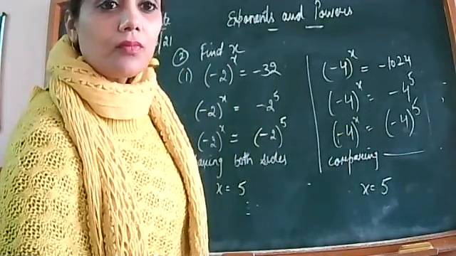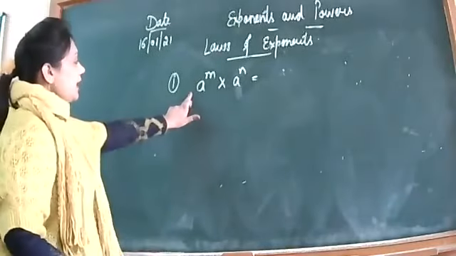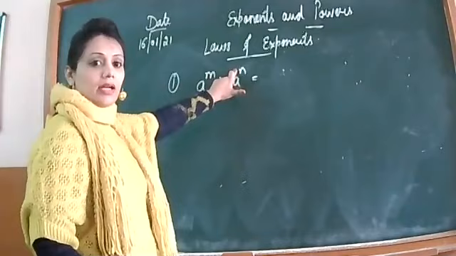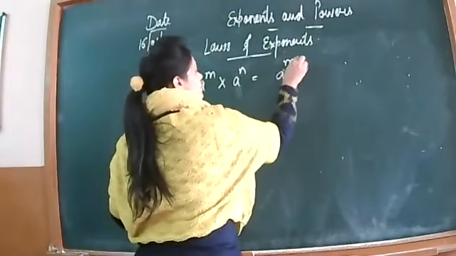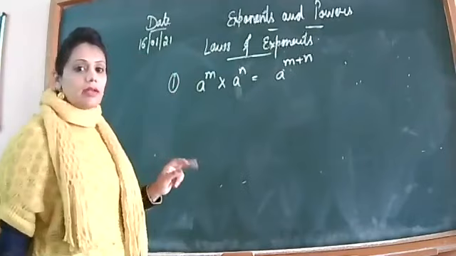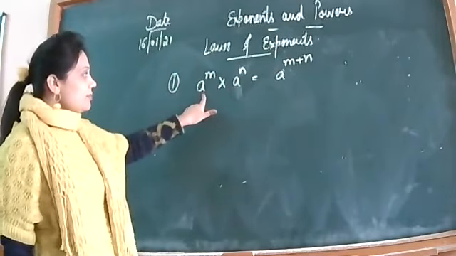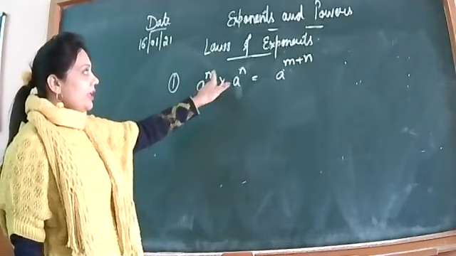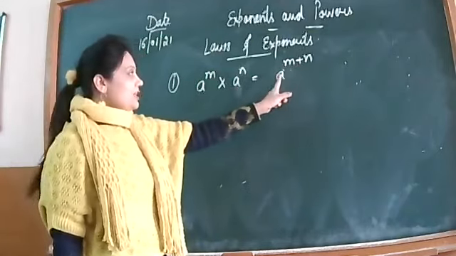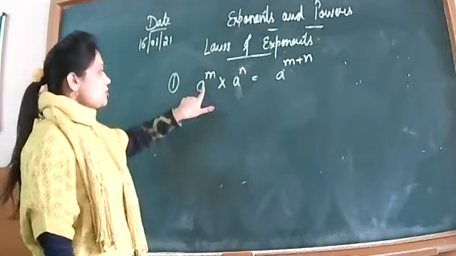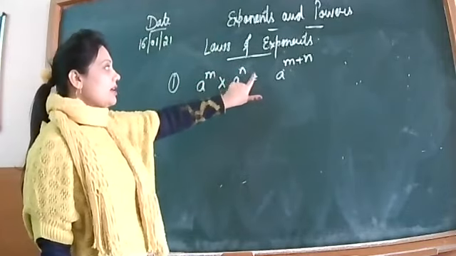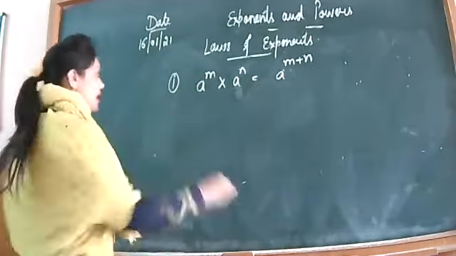First law is a raised to power m into b raised to power m is equal to a raised to power m into a raised to power n. It will be equal to a raised to power m plus n. If the bases are same and the powers are different, then the powers will be added and the base will remain as it is. A raised to power m into a raised to power n is equal to a raised to power m plus n.